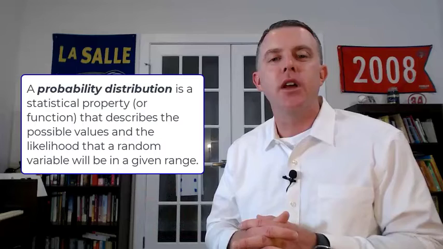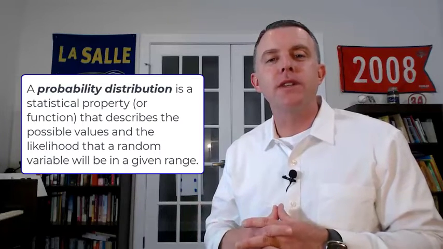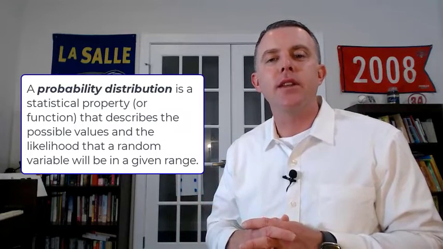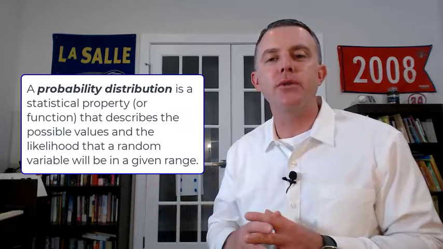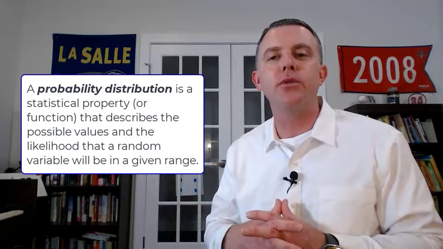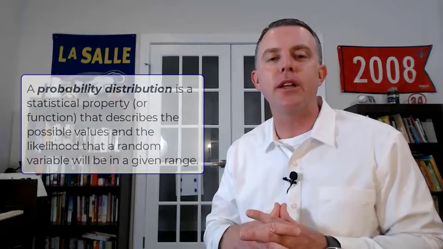All right, welcome back. We just went through our video of variance explained, and let's move next into something called probability distributions. What are probability distributions? So a probability distribution is a statistical property that describes the possible values and likelihood that a random value will be in a given range.